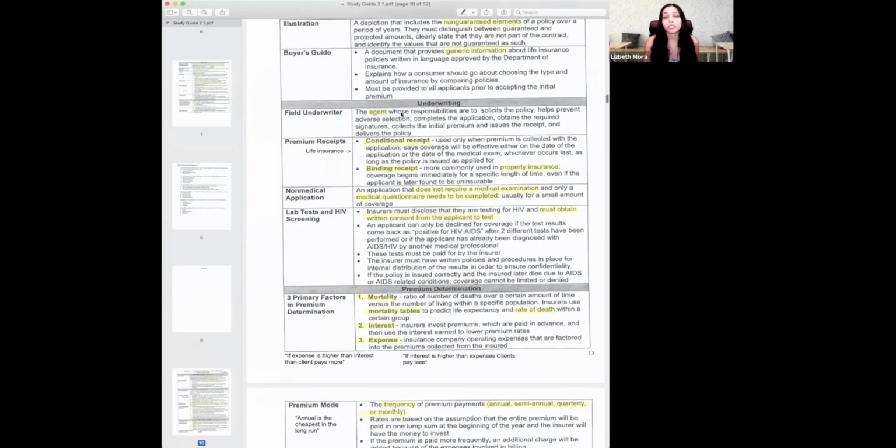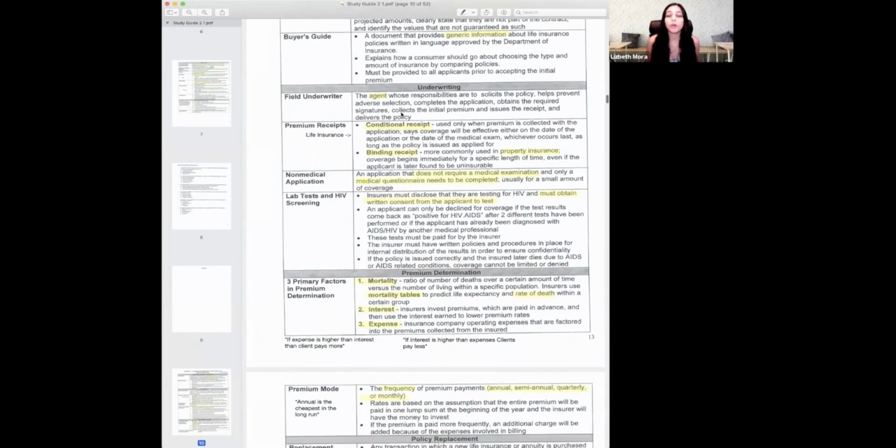Premium receipts. So there are 2 premium receipts. I'm going to go over the second one first. And the second one is a binding receipt. So when you see a binding receipt, most of the time you will see it when it comes to property insurance, so like house and cars. Because with the binding receipt, the moment you get a binding receipt, you're covered, right? So let's say right now, I got car insurance, and then I drove away 2 seconds later and I got in a car accident. I'm covered because a binding receipt covers you immediately.